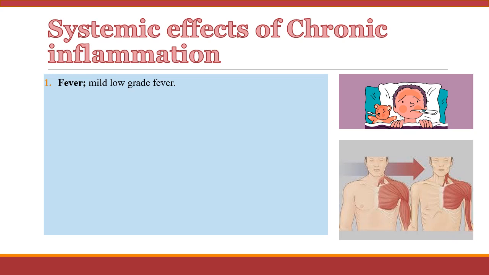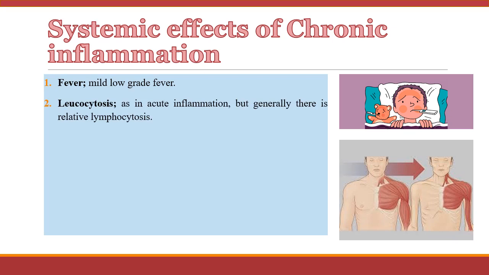If we compare that to the fever in acute inflammation, mostly the fever related to acute bacterial infections is a kind of high fever. So in chronic inflammation, it will be a low grade, continuous mild fever. Sometimes it even goes away, interrupted sometimes. We can also see leukocytosis because we will see infiltration of inflammatory cells. But here, because it is chronic and the main cell would be the lymphocyte, there is relative lymphocytosis.